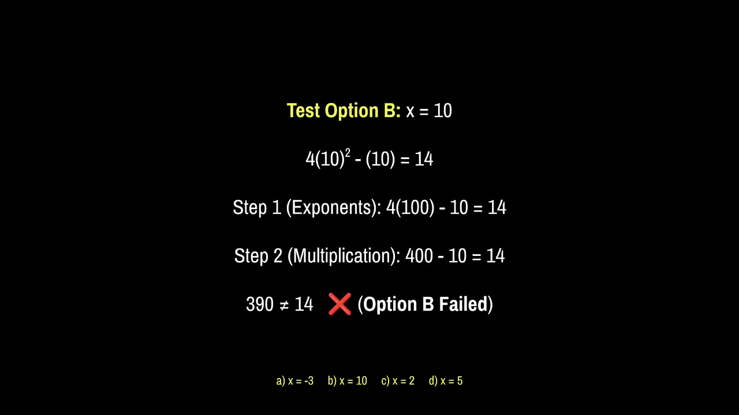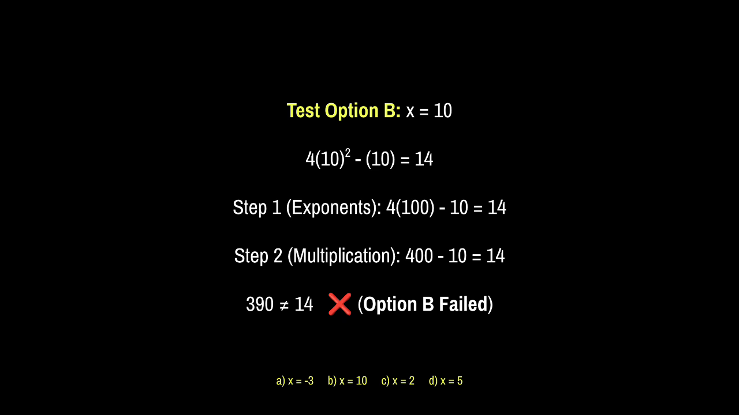Now let's move to option B, x equals 10. Plug 10 into every place you see an x. 4 times 10 squared minus 10. Let's first calculate the exponent, 10 squared, which is 10 times 10, which equals 100. Now multiply 4 times 100, which equals 400. Subtract 10, and we get 390.